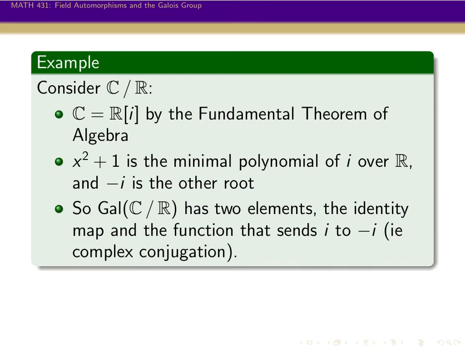And this map that sends i to minus i, this is what we would more commonly call complex conjugation. And so the only automorphisms on the complex numbers that fix the real numbers are the identity map and complex conjugation.